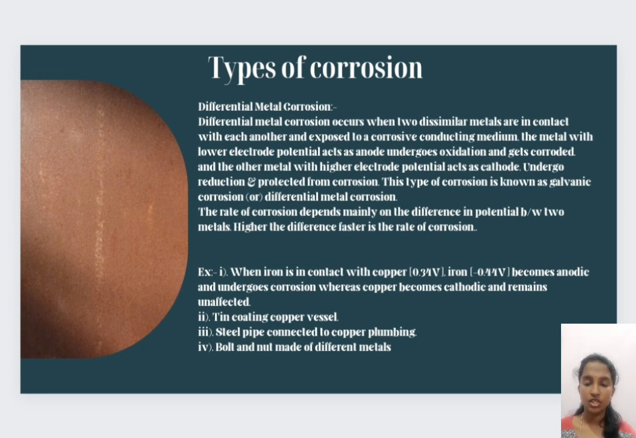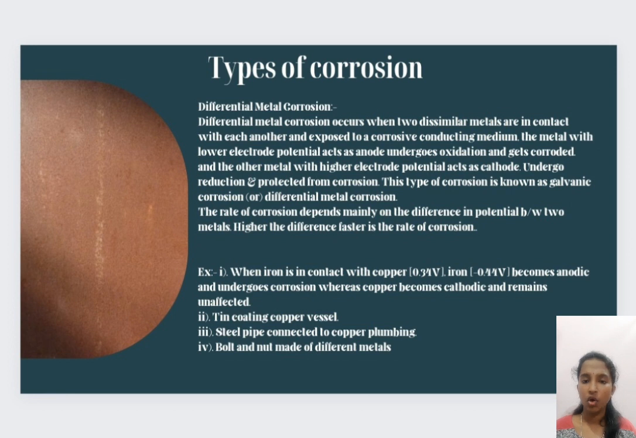This type of corrosion is called galvanic corrosion, and differential metal corrosion also has the name galvanic corrosion. The rate of corrosion depends only on the difference in potential of the two metals. The higher the difference, the faster is the rate of corrosion. Let's go through some of the examples.